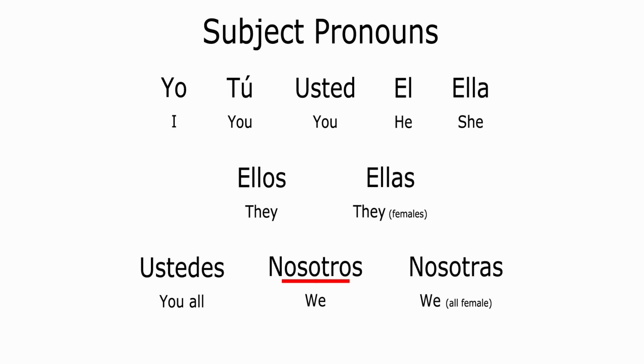Nosotros means we in Spanish. You use it when you're talking about a group that includes yourself. Nosotras means we in Spanish, just like nosotros, but it's only used when the group is made up entirely of women or girls.